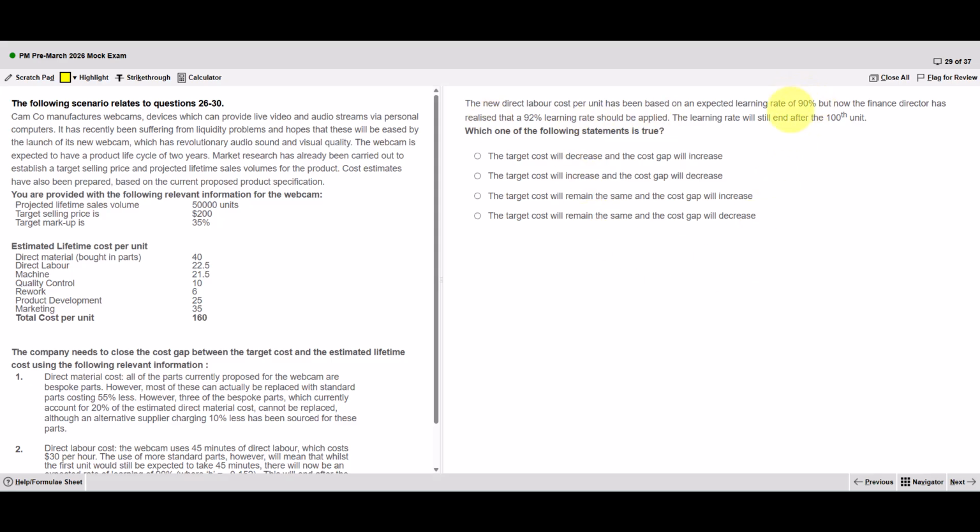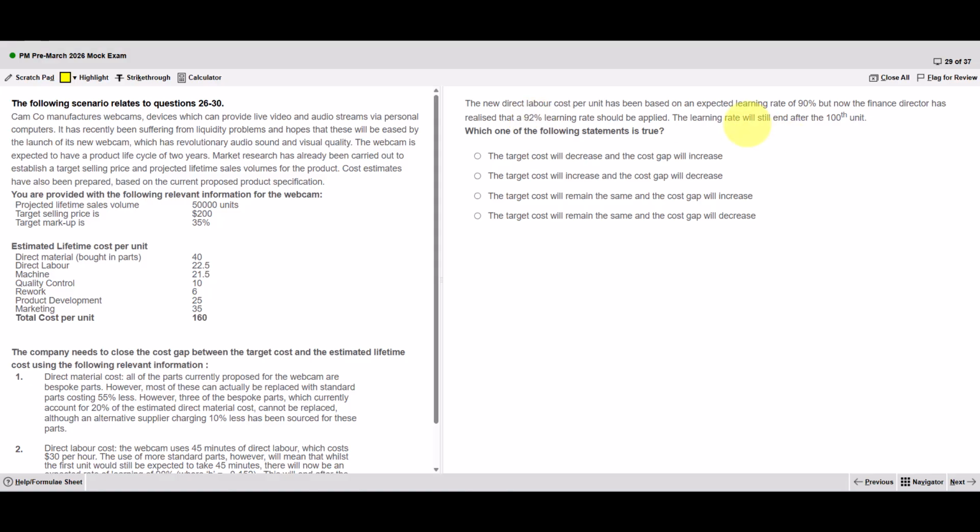A lower percentage is a faster learning rate. Intuitively, that doesn't feel right, but you remember what we're doing is we are looking at the average time. Each time we double the number of units or double the number of batches, that average time is going down. And with a 90% learning rate, once we double, it's 90% of the previous average. With a 92%, when we double, it's 92% of the previous average, which therefore means it's a slower learning rate.